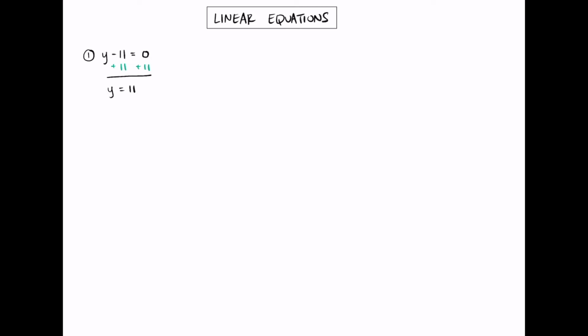And let's identify maybe the slope as well as the y-intercept for this equation. So for the slope, that's going to be m. M is always going to equal 0 for a horizontal line. And for the y-intercept for this horizontal line, that's just going to be located at (0, 11). So let's take a look at that in just a moment. But we know that this is a horizontal line and it's crossing the y-axis at 11.